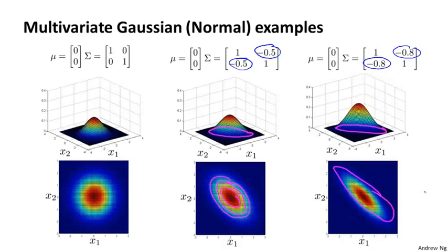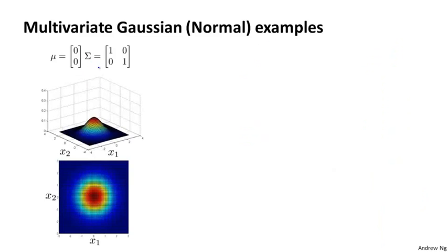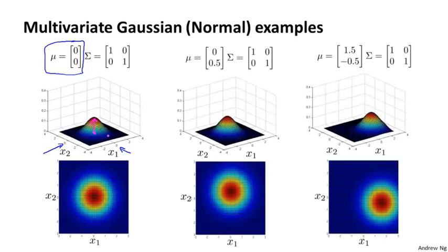So far we've been varying the covariance matrix sigma. The other thing you can do is also vary the mean parameter mu. Originally we had mu equals 0, 0, and so the distribution was centered around x1 equals 0, x2 equals 0, so the peak of the distribution is here. Whereas if we vary the values of mu, then that varies the peak of the distribution.